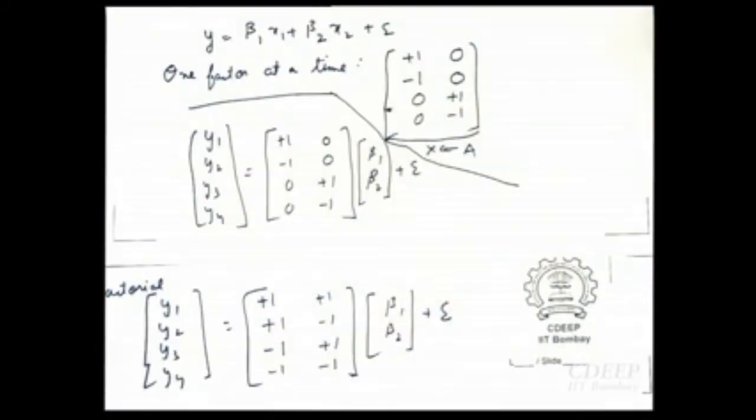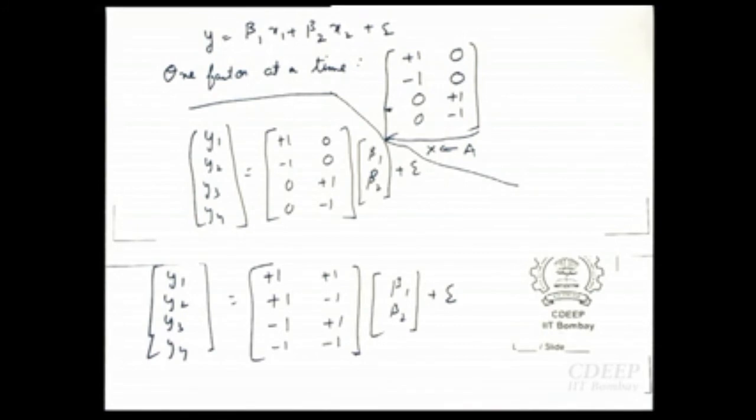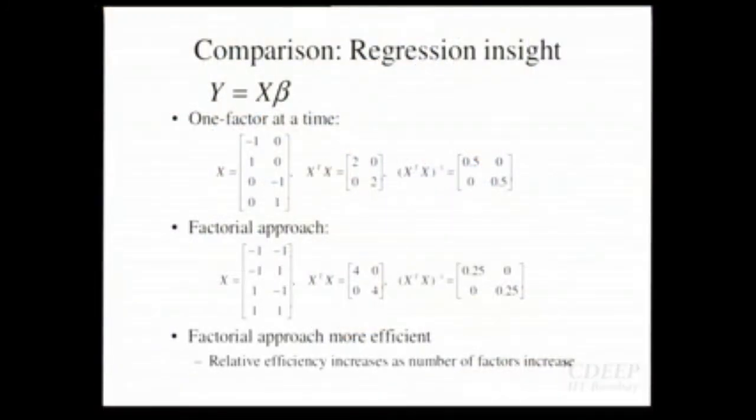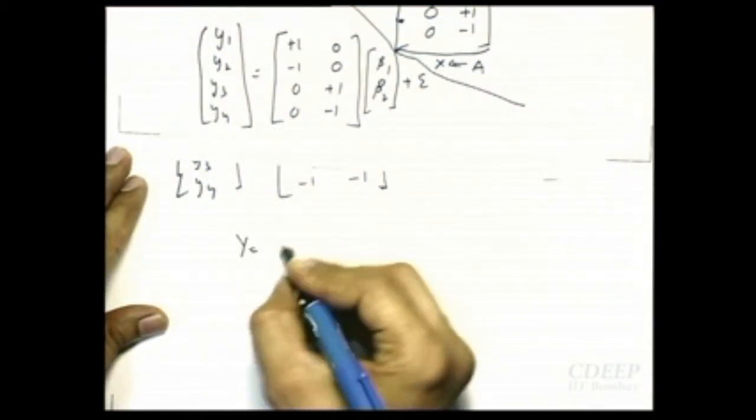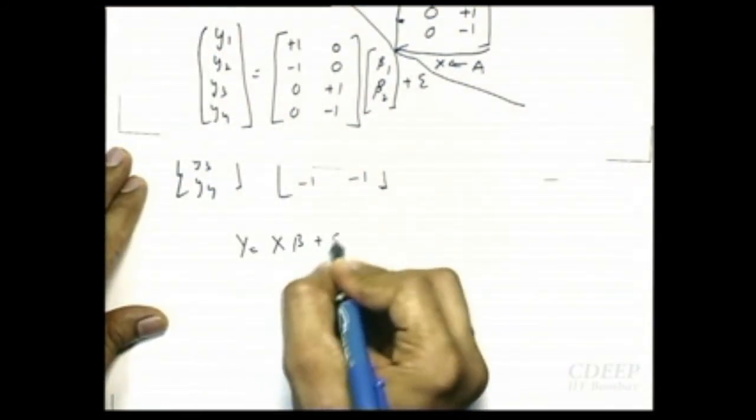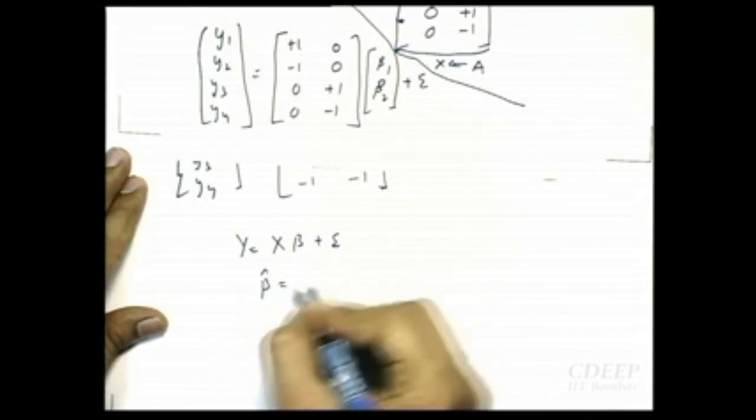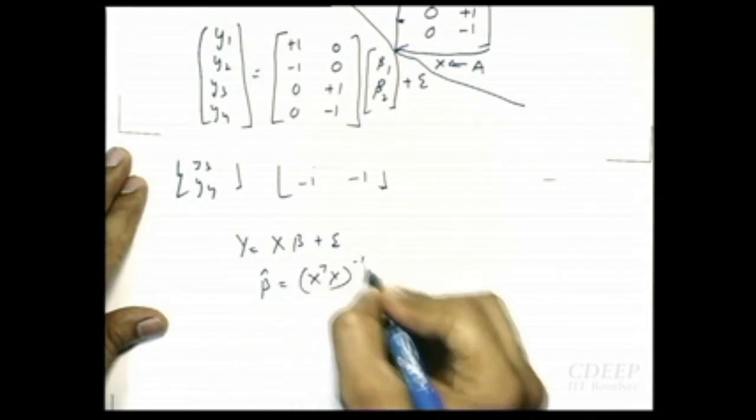Okay, so we can say that this is better in the following sense. If you go back to the presentation, see that this is the X matrix. Error I have just not written for simplicity. Error is always there, that goes without saying. You cannot model this perfectly. So this was your one factor at a time approach. What we saw was that when you are doing this type of model, your estimate was x transpose x inverse x transpose y.